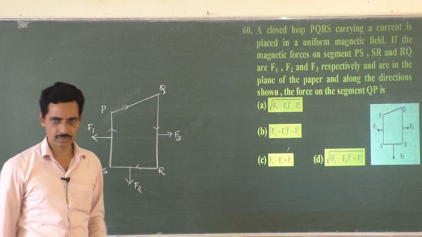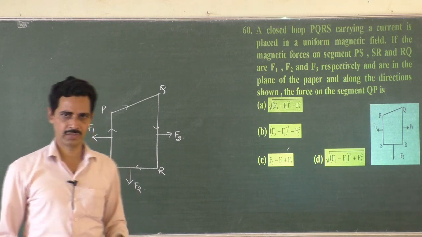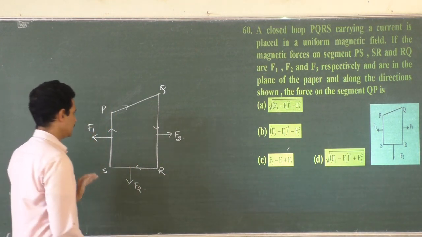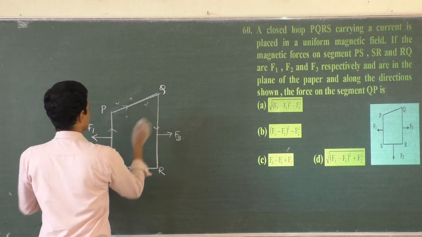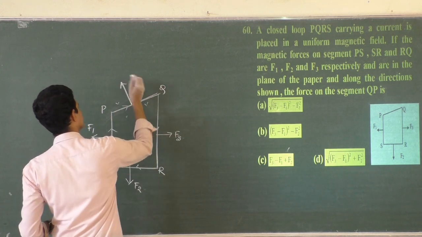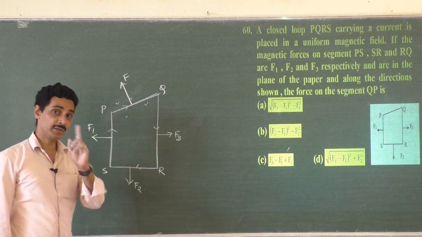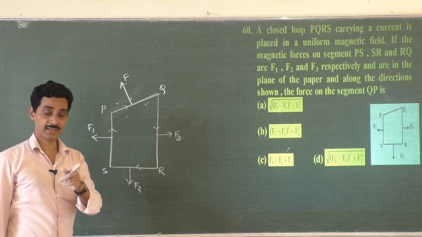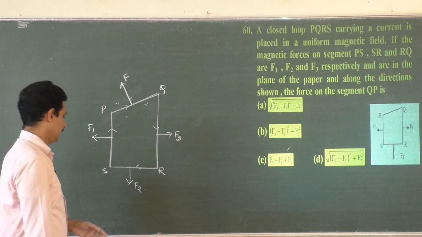And also, as I just now told, the net force on any current loop in a magnetic field should be 0. That means suppose the magnetic field is like this, suppose imagine that the force is like this. Net force must be 0. There may be a torque on a current loop, but there may not be any net force. Net force should be 0.